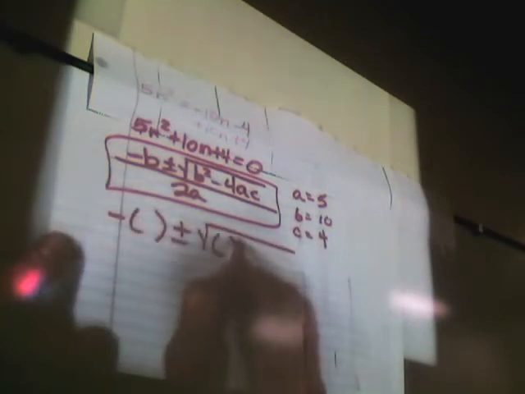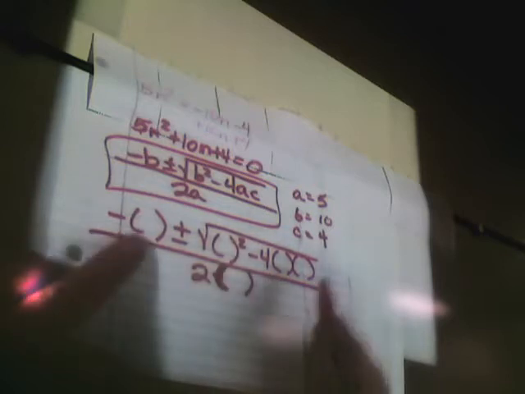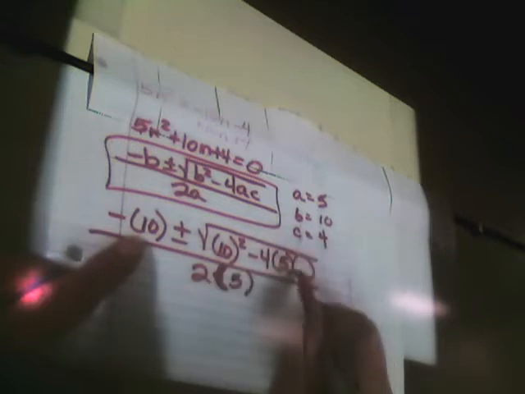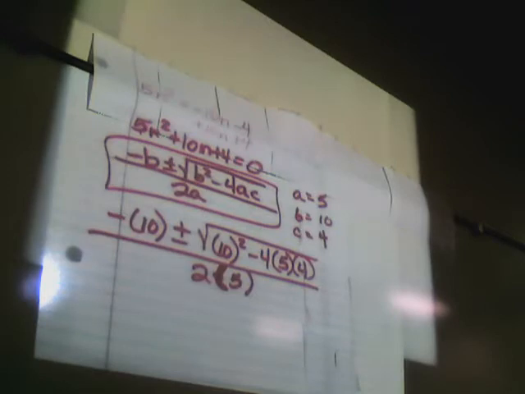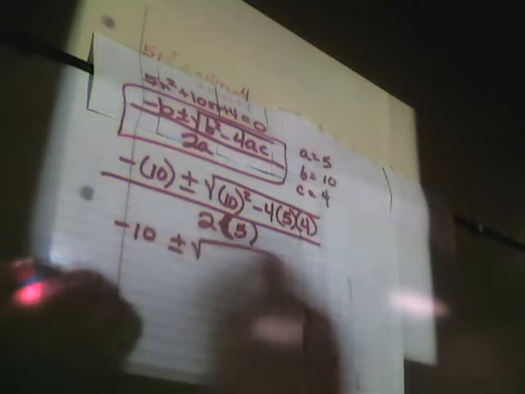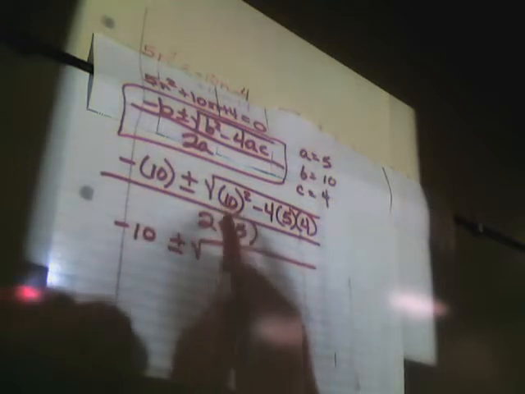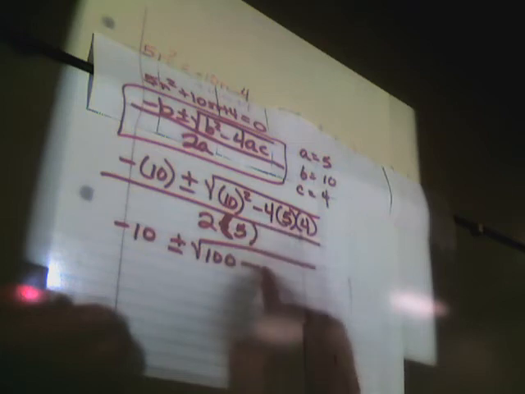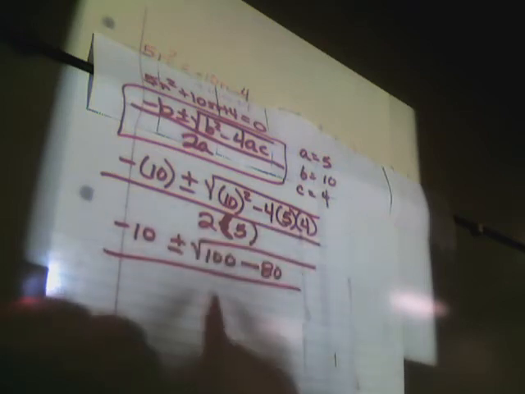We'll put negative B plus or minus the square root of B squared minus 4AC, over 2A. Okay, so now let's put it in. The B is 10, the A is 5, and the C is 4. Okay, so we have negative 10 plus or minus square root. We have 10 squared is 10 times 10, minus 20 times 4 is 80, over 2 times 5, 10.